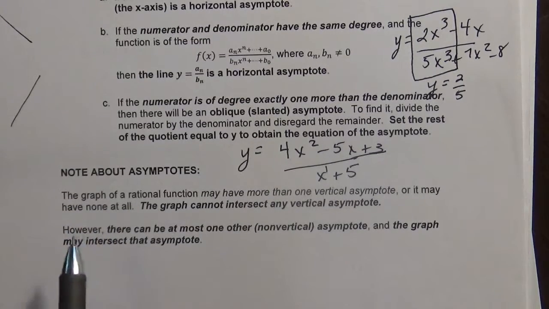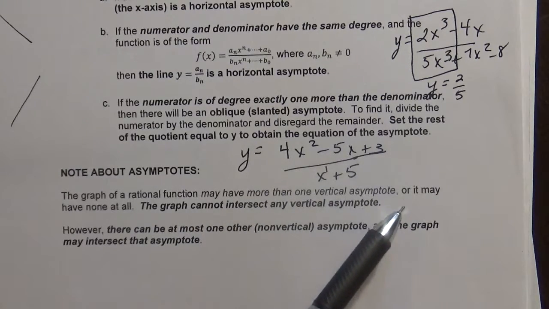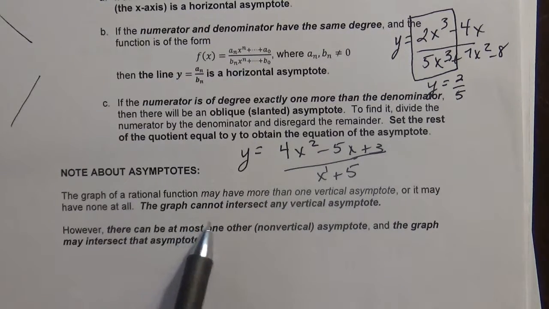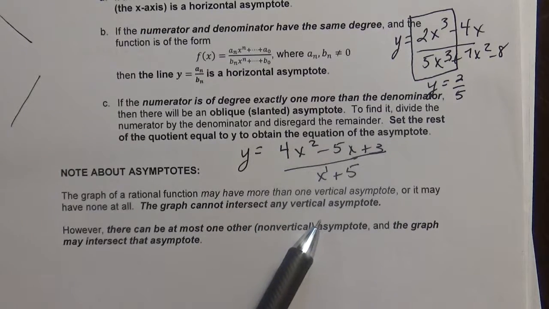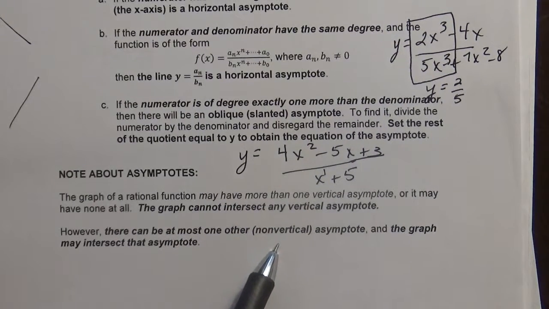This is very helpful here. The graph of a rational function may have more than one vertical asymptote, or it may have none at all. The graph can never intersect a vertical asymptote. However, there can be at most one other non-vertical, meaning horizontal or oblique asymptote, and the graph may intersect that asymptote. You can also add to this.